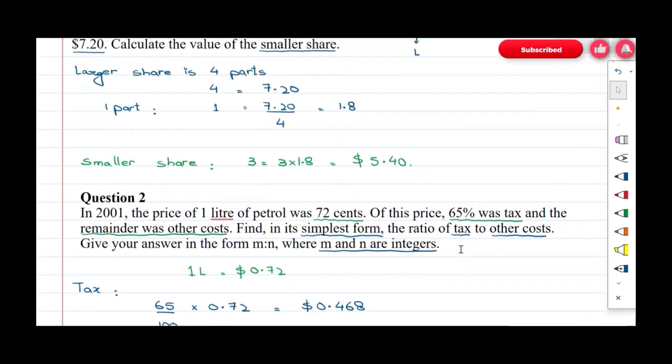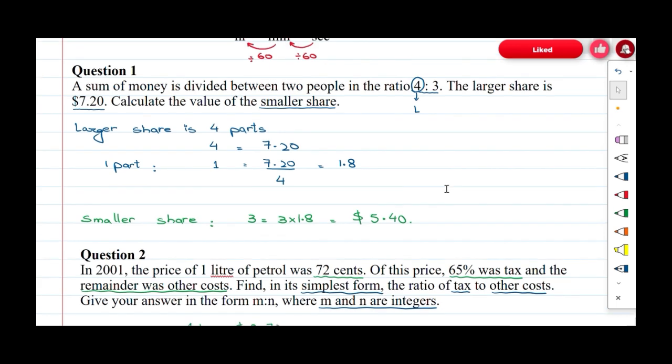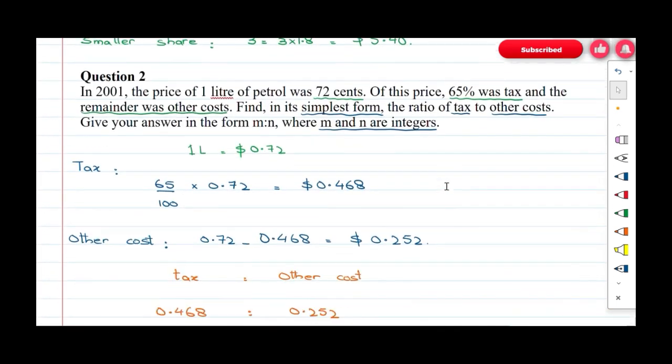Okay, so the first and the second examples are basically related to ratios, right? And the ratios in their simplest form. Let's do some examples related to conversions.